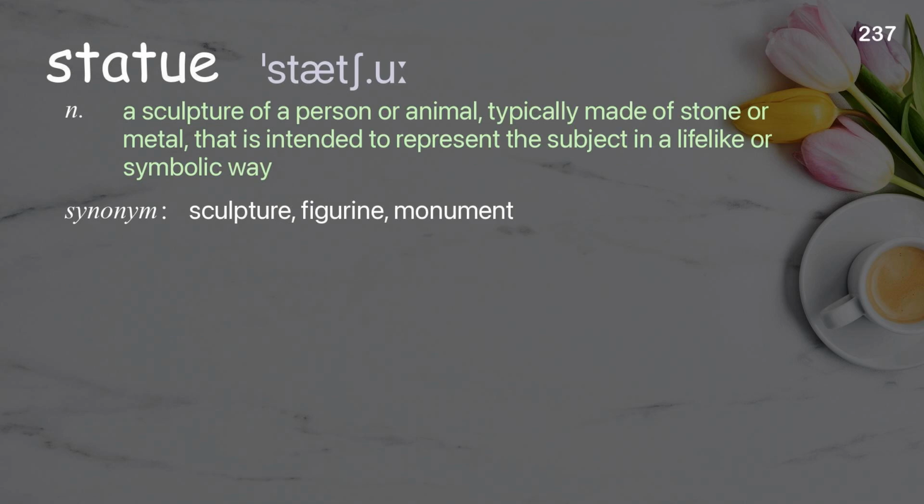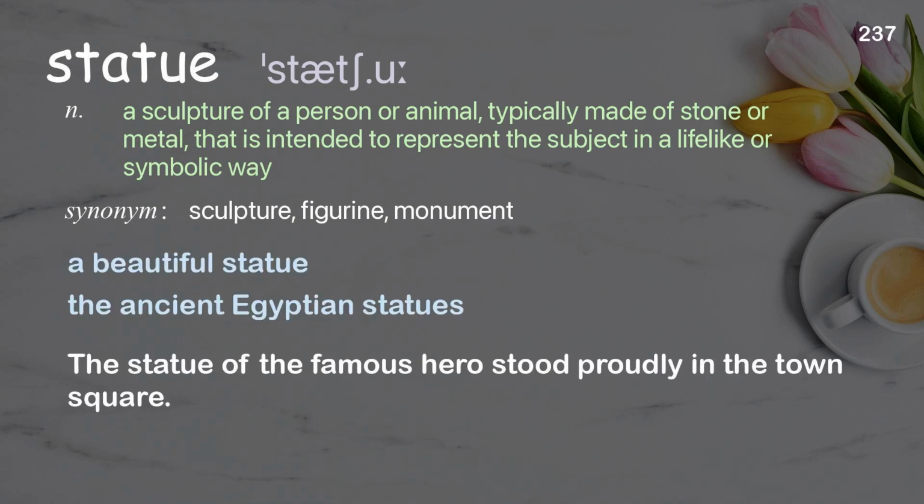Statue. A sculpture of a person or animal, typically made of stone or metal, that is intended to represent the subject in a lifelike or symbolic way. Examples: A beautiful statue. The ancient Egyptian statues. The statue of the famous hero stood proudly in the town square.